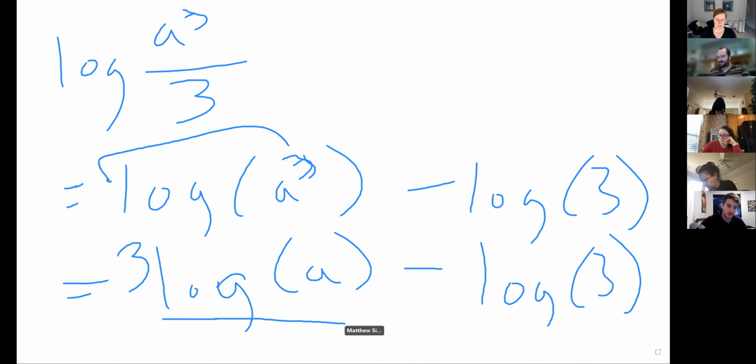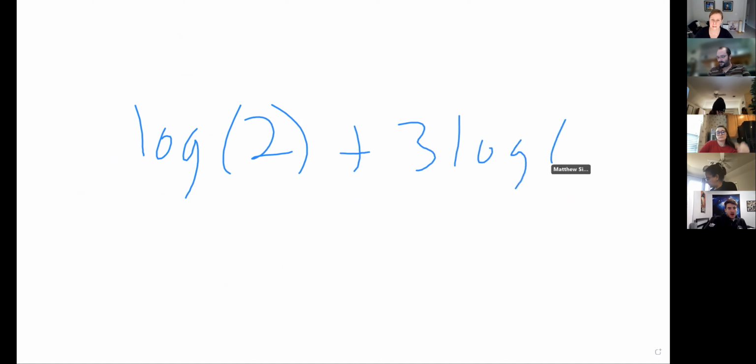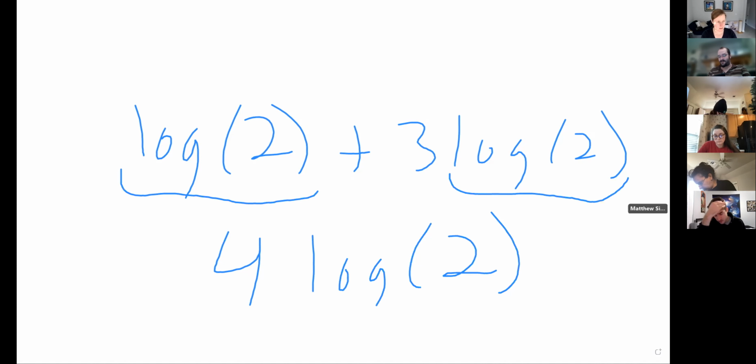Can we combine log a and log 3? I guess that's the other thing people try to do. No. Unless it's exactly the same thing in the log, we can't combine logs. If you have like log 2 plus 3 log 2, you could combine something like that. You have 4 log 2s. Only if it's exactly the same thing. It works sort of like terms. If you called this x and you called this x, you would have 4 x's.